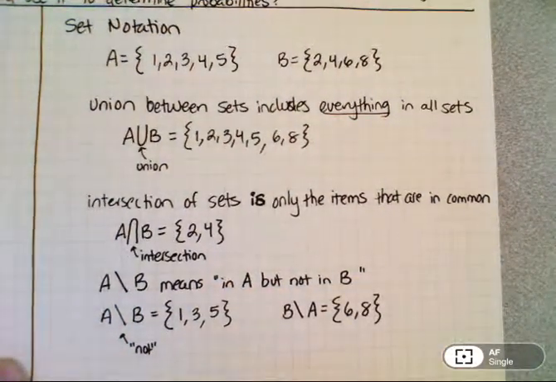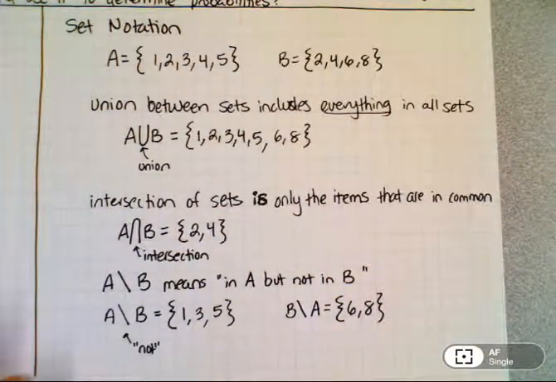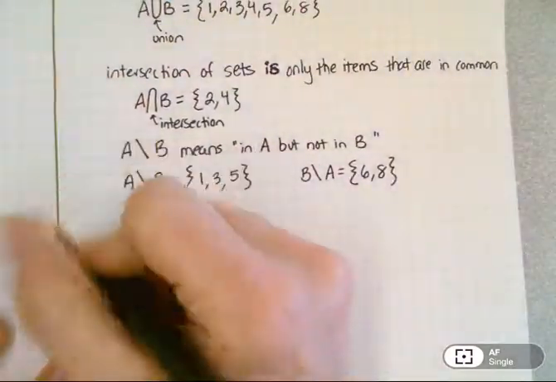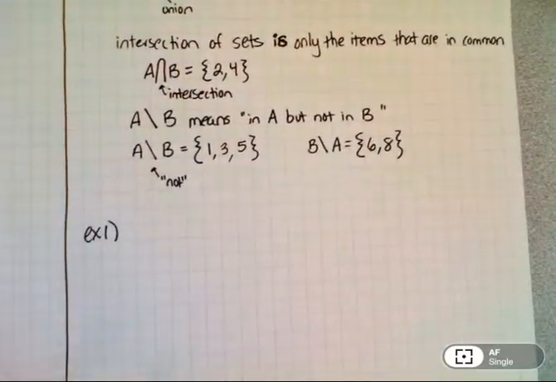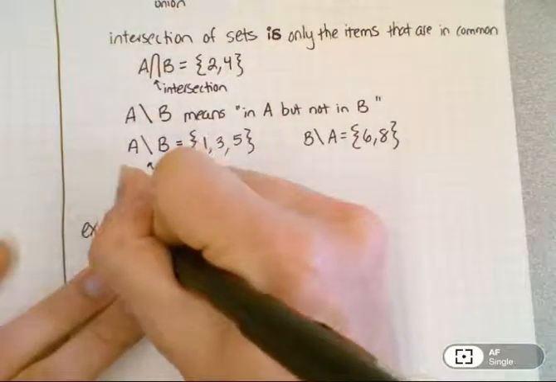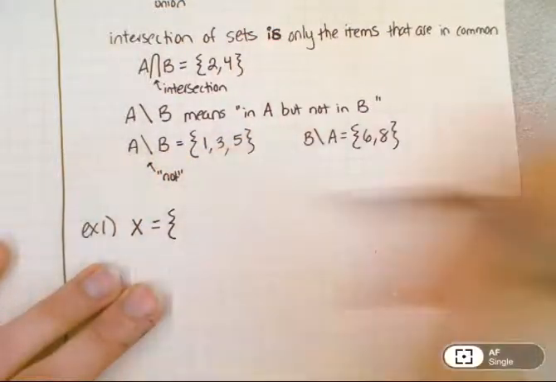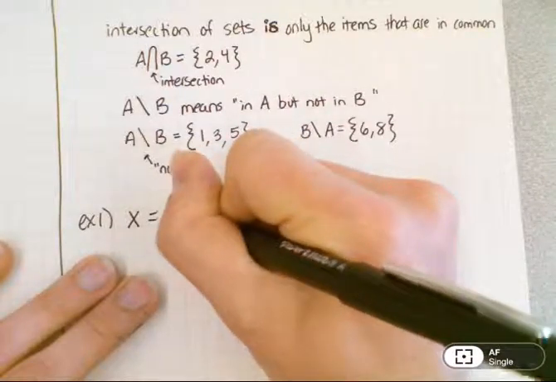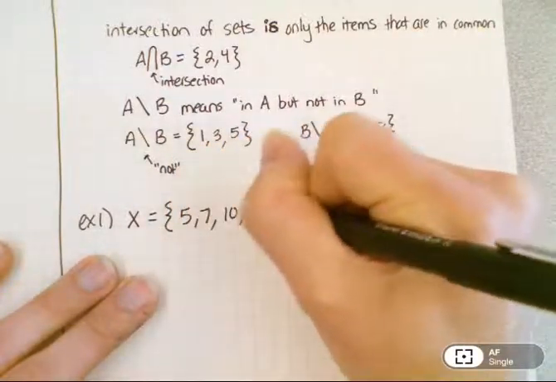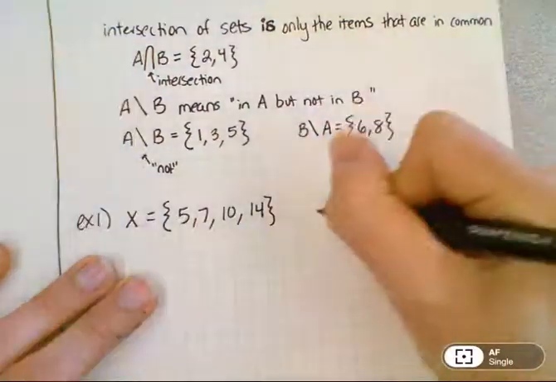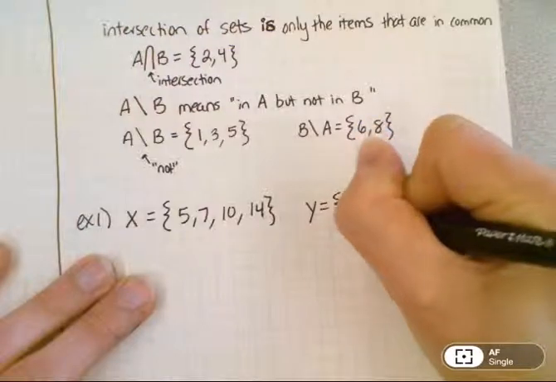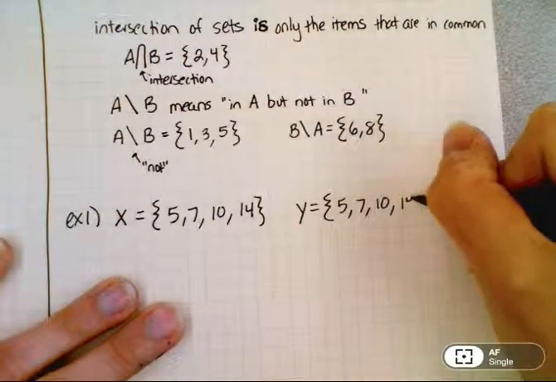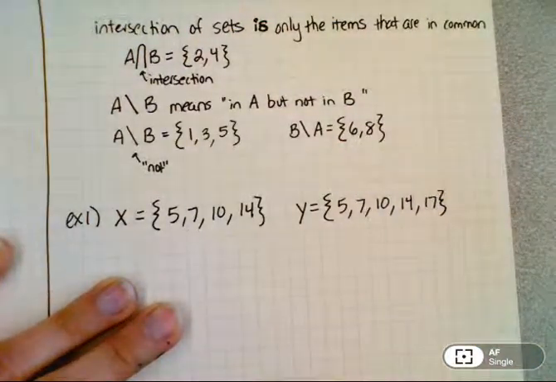Okay, not. So what I'm going to do is give you an example. I'm going to have you work this example out and submit your answers into Edpuzzle just to make sure you get the basic idea here. So example 1, I'm going to give you 2 more sets. Let's do set X. Set X, we'll say 5, 7, 10, and 14. And set Y is going to have 5, 7, 10, 14, 17.